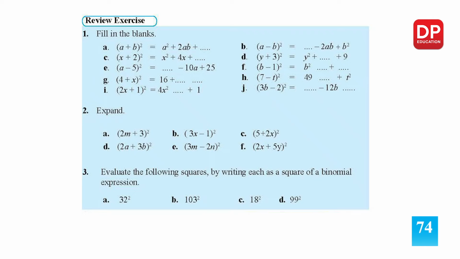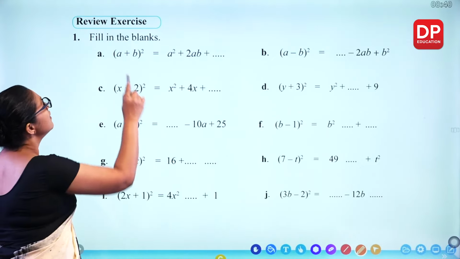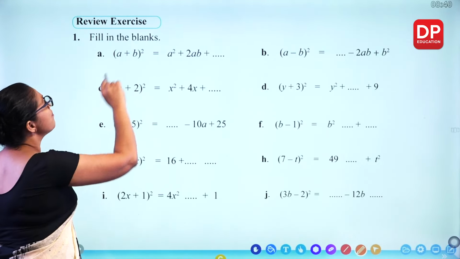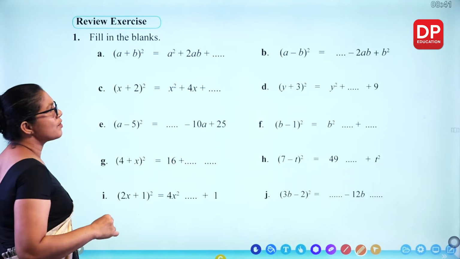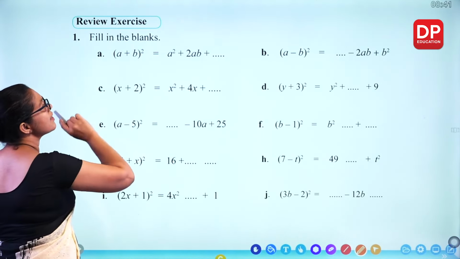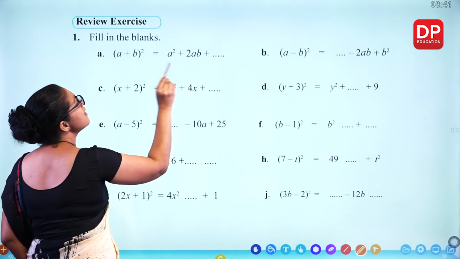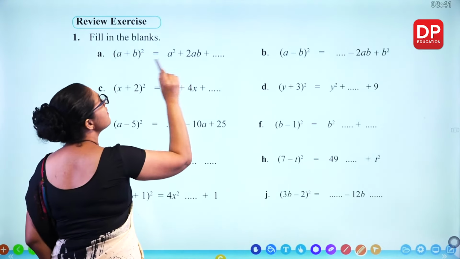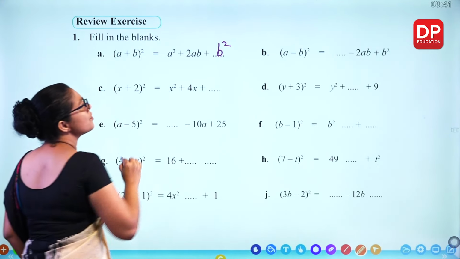Now we'll do the review exercise in your textbook. It says fill in the blanks. So here expand power 2 is given and you are just asked to fill these blanks. So we can do it at once. So this is a square term. So the power reduces and the last power increases. So what's the number here? B to the power 2.